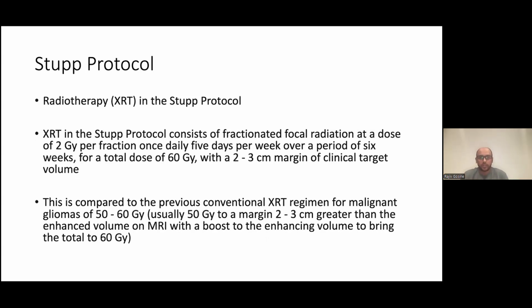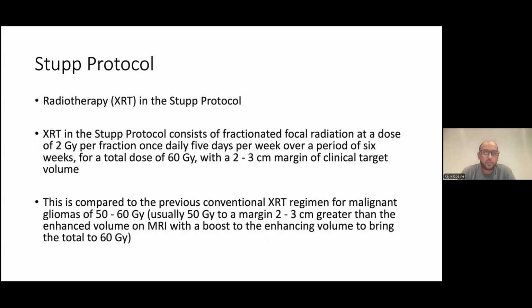So in terms of radiation, according to the Stupp protocol, radiation consists of fractionated focal radiation at a dose of 2 grays per fraction, once daily, 5 days per week, over a period of 6 weeks, for a total dose of 60 grays, with a 2 to 3 centimeter margin of clinical target volume. Now, as a modern standard, they usually use a 1.5 centimeter or 15 millimeter margin.